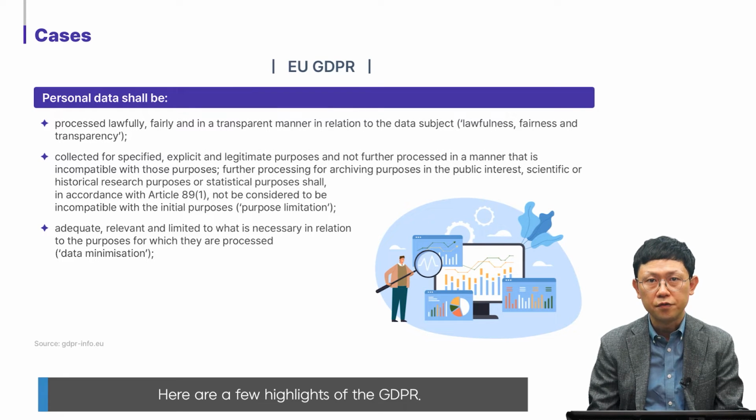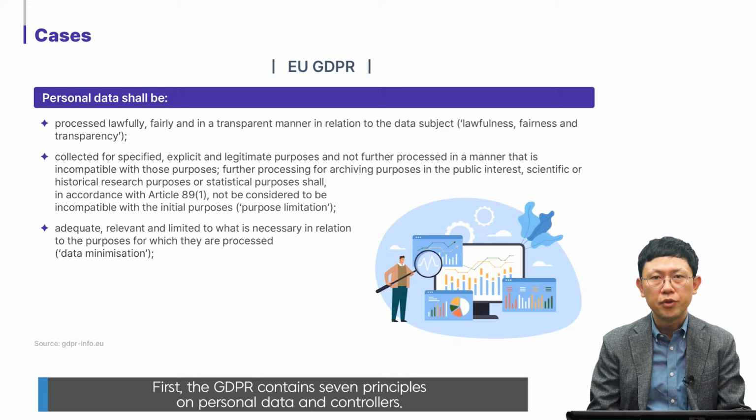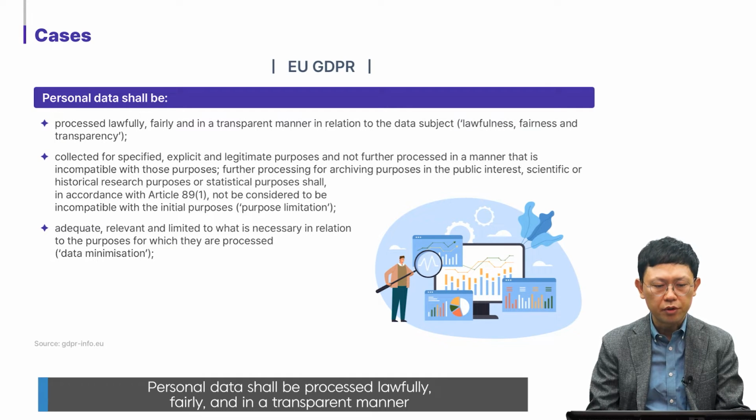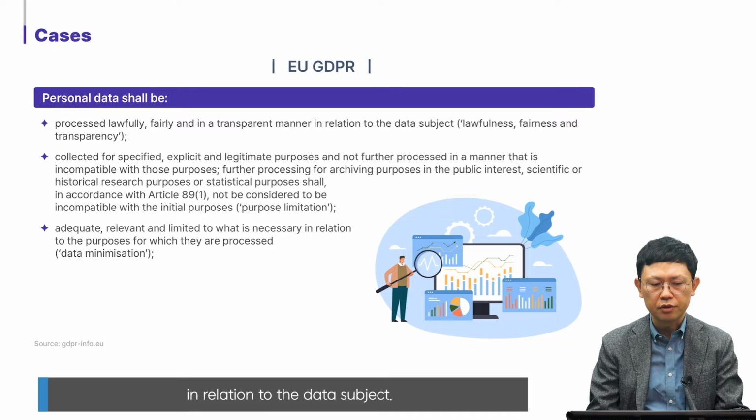Here are a few highlights of the GDPR. First, the GDPR contains 7 principles on personal data and controllers. Personal data shall be processed lawfully, fairly, and in a transparent manner in relation to the data subject.